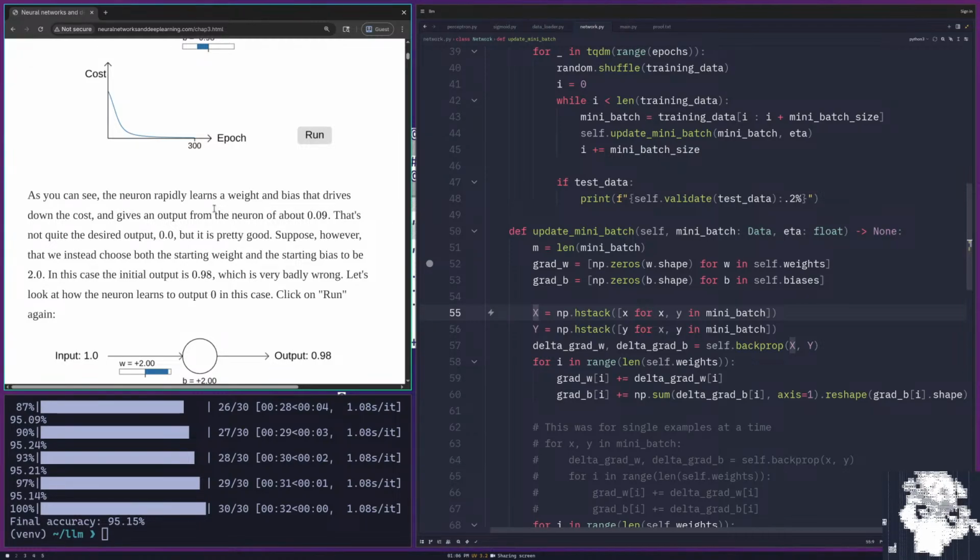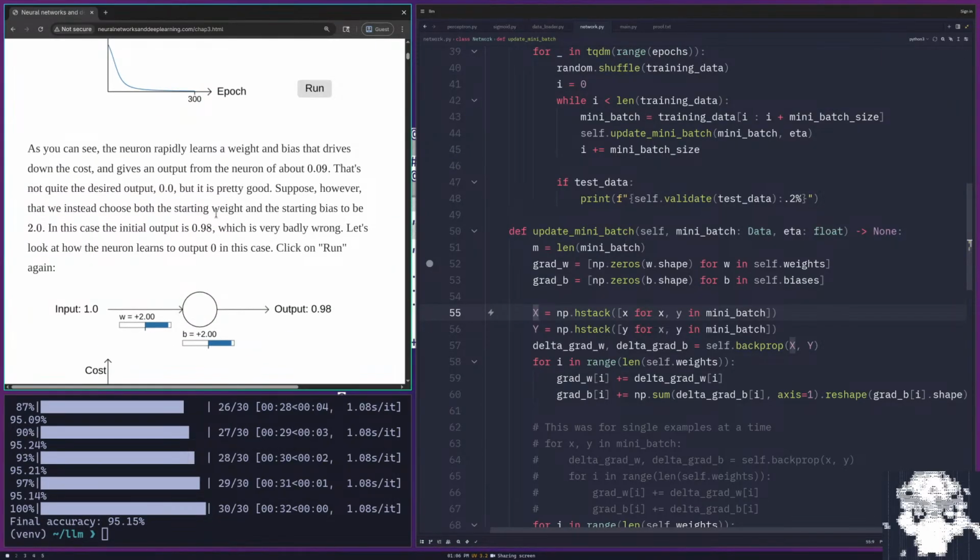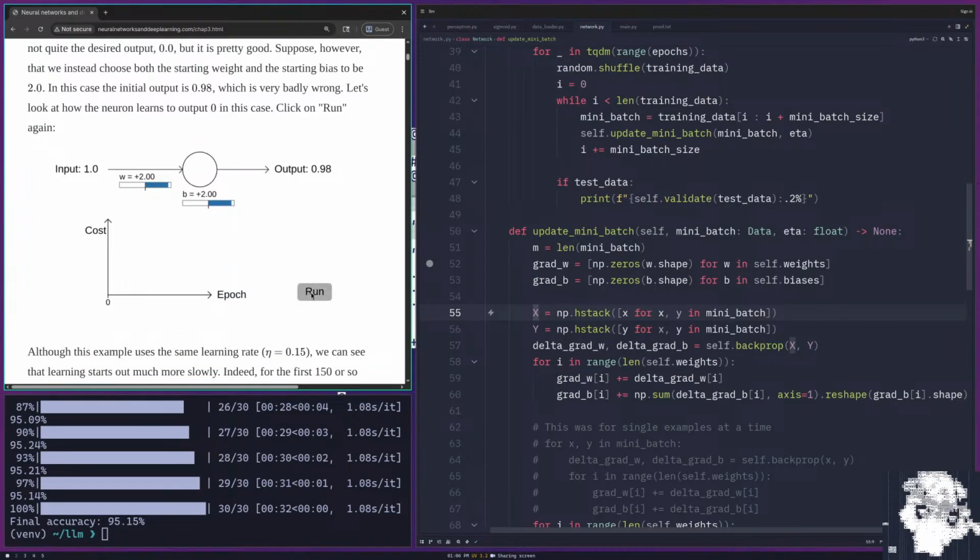Suppose, however, that we instead choose both the starting weight and the starting bias to be 2.0. In this case, the initial output is 0.98, which is very badly wrong. Let's look at how the neuron learns to output 0 in this case. Click Run again.